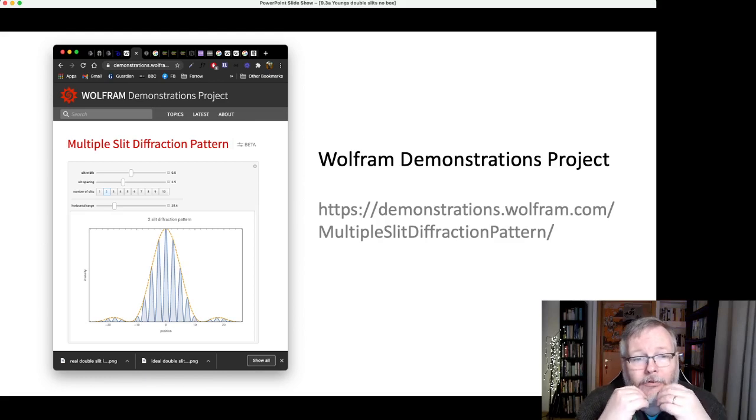If you go onto the website that's shown there, and if you're on my website, I'll put a link to it. There's a good little simulation here which allows you to change the slit width, the slit spacing, and the number of slits, just 1 and 2 for this demonstration. But in future we'll be looking at multiple slits and seeing the effects.